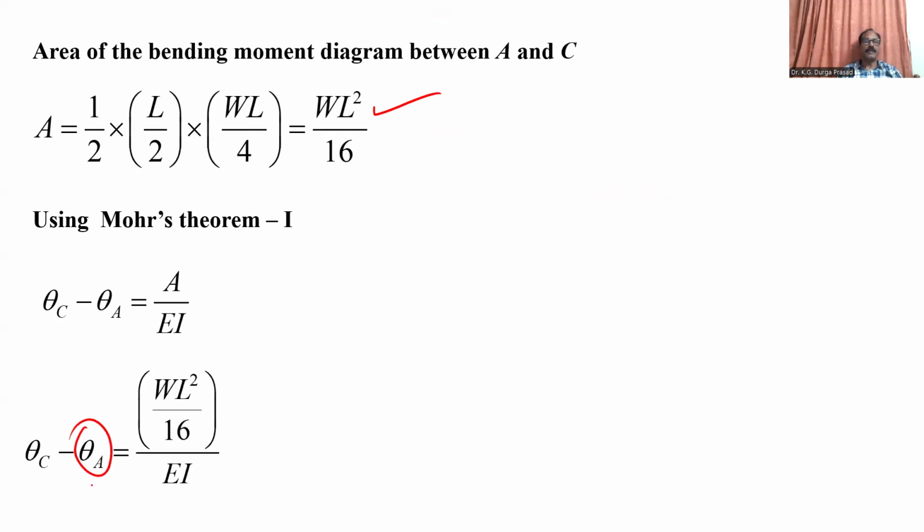Now, theta C minus theta A. What is theta A? Theta A is the slope at one of the supports, the left support, the hinged support. What is the slope at point A? That is 0, right? No. So, not zero slope. Just let me explain this point clearly. See this, it is your simply supported beam, right?